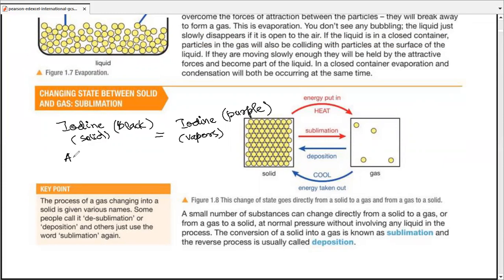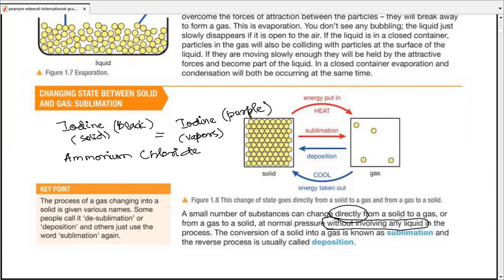The other examples in your book consist of ammonium chloride. Ammonium chloride is actually a white colored salt that can be converted from solid directly to gas or from gas back directly to solid. Remember to either use the word directly in the definition or the phrase without involving any liquid. If you don't use these 2 words, the definition isn't considered complete or correct. You won't get the marks.